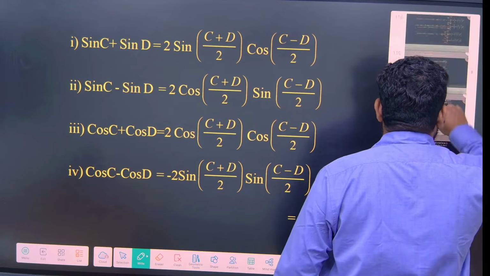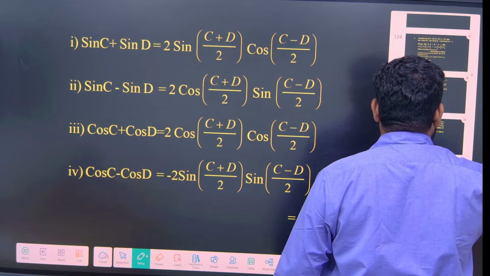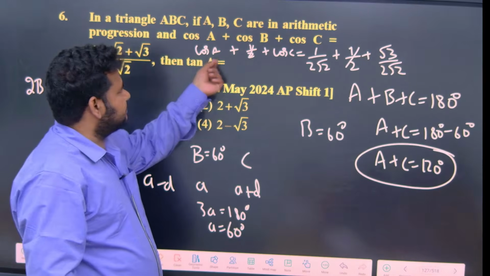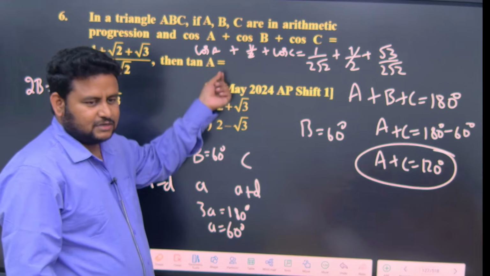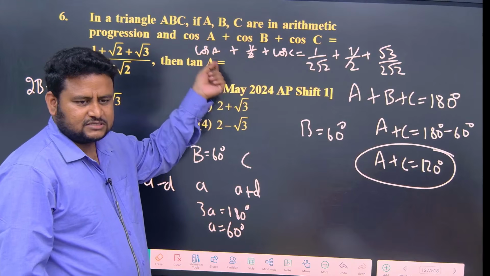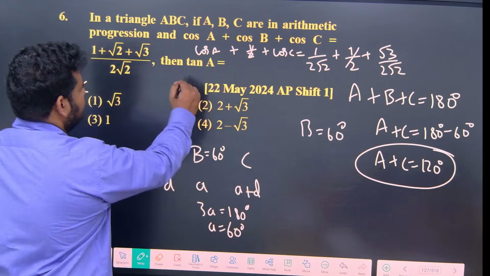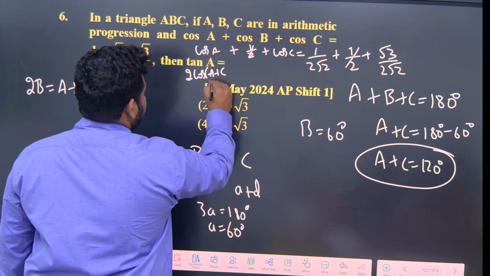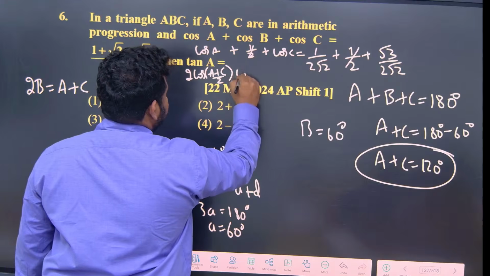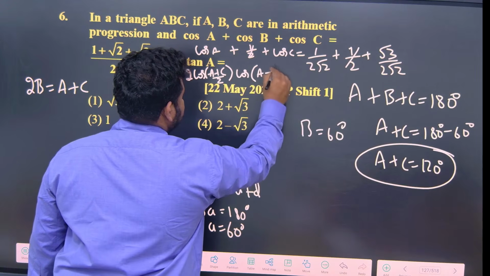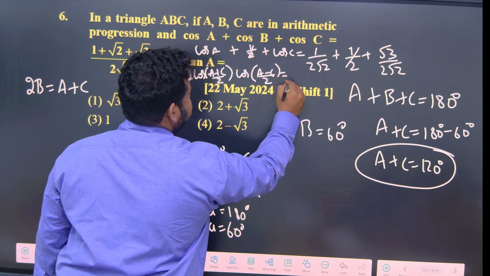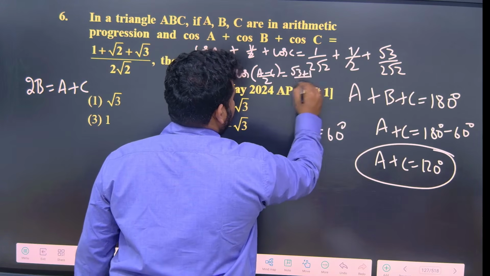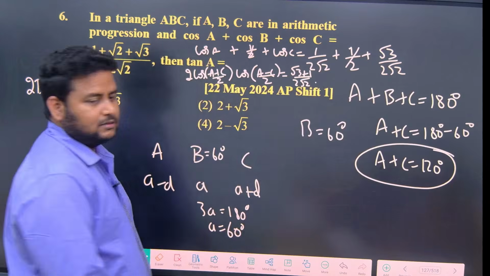Now what do we have in this question? This is cos C plus cos D, that formula. That is 2 cos C plus D by 2 cos C minus D by 2. So this will become 2 cos of A plus C by 2 into cos of A minus C by 2, that is equal to root 3 plus 1 by 2 root 2, correct?